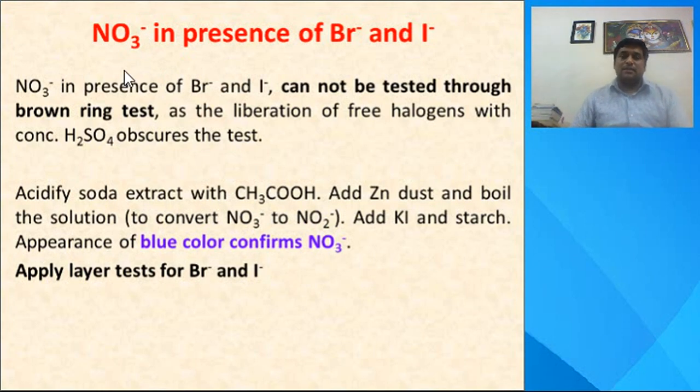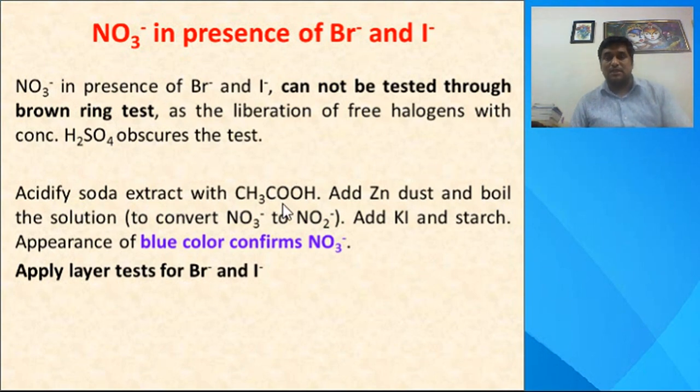If there is nitrate present in presence of bromide and iodide, how to test? Nitrate in presence of bromide and iodide cannot be tested through the brown ring test. Bromide and iodide also liberate free halogens, brown vapors, when treated with concentrated sulfuric acid. So it is not possible to utilize this test. So you need to apply a special test for this, to identify nitrate in presence of bromide and iodide.